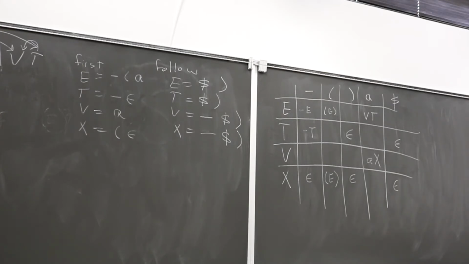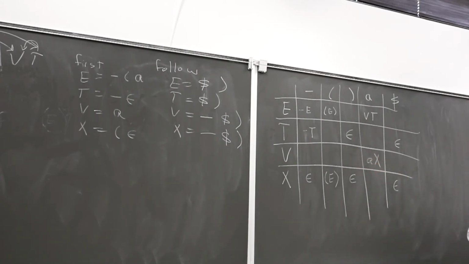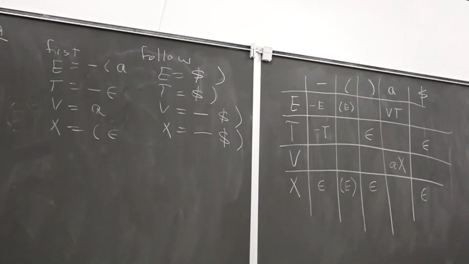Would the empty cells technically be considered failed? No, the empties are good. The blanks are failures. Blanks are errors. So if I see a right paren and I'm in V, error. Okay? So now I got my parsing actions.